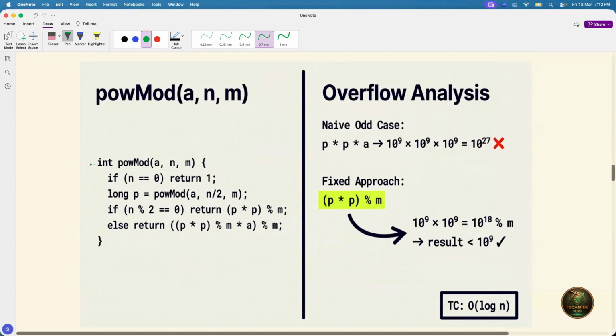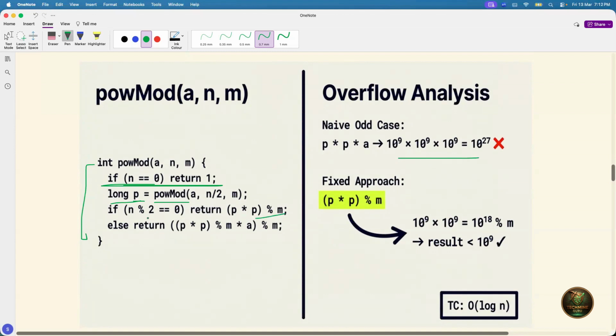This code you have already seen in the last class. If n is equal to 0, you have to return 1. This is the base condition. And then you have to keep this recursive function's value in p, and you have to do p into p modulus m. So here your answer will never cross the constraint because you have applied modulo m here.